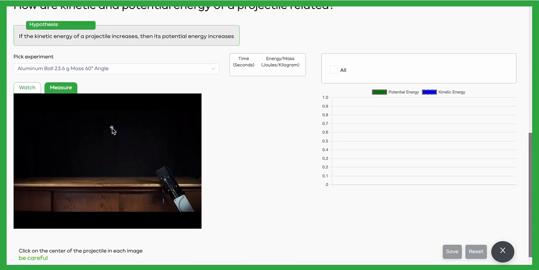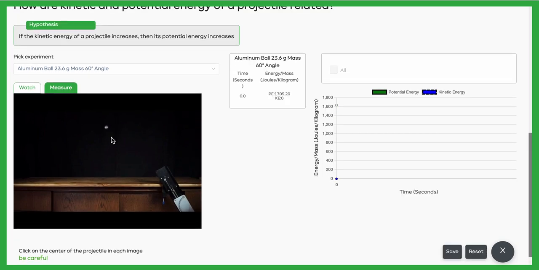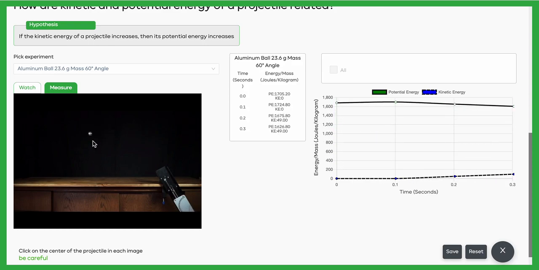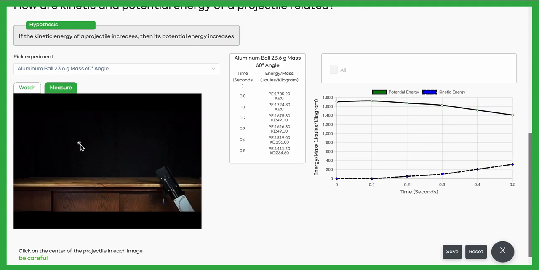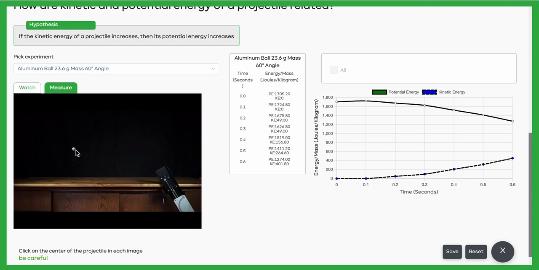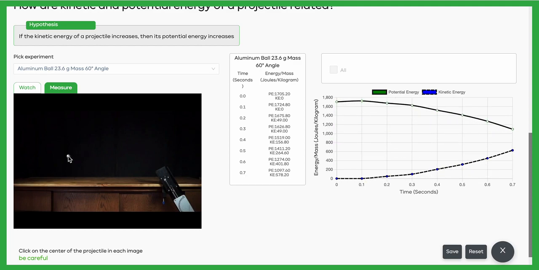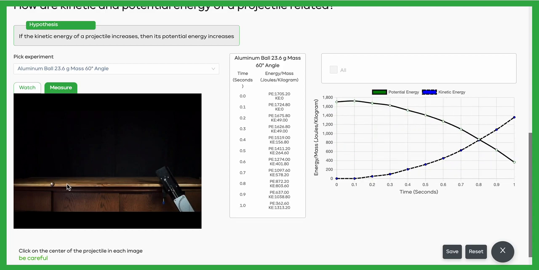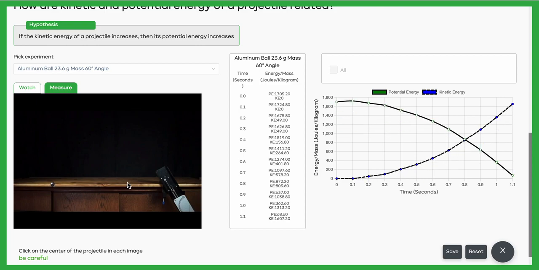Now, measuring requires that we click on the center of the ball as it moves on its path. And as it does this, the kinetic and potential energy are measured and transposed over onto the graph and the data table to the right. What's really cool about this is it kind of shows the change from potential to kinetic or vice versa based on the measurements that I make.